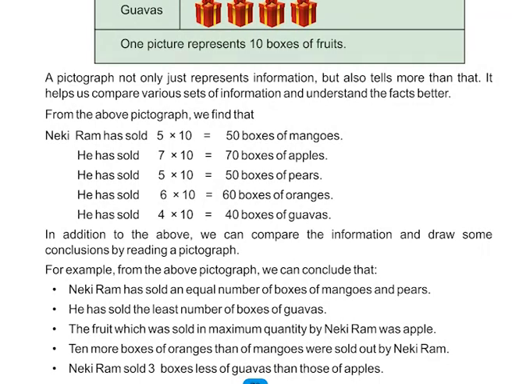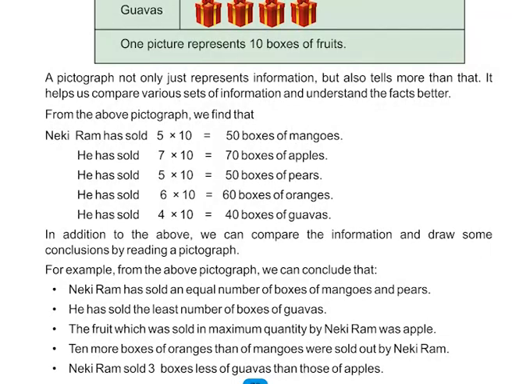He has sold 5 into 10 is equal to 50 boxes of pears. He has sold 6 into 10 is equal to 60 boxes of oranges. He has sold 4 into 10 is equal to 40 boxes of guavas. In addition to the above, we can compare the information and draw some conclusions by reading a pictograph.